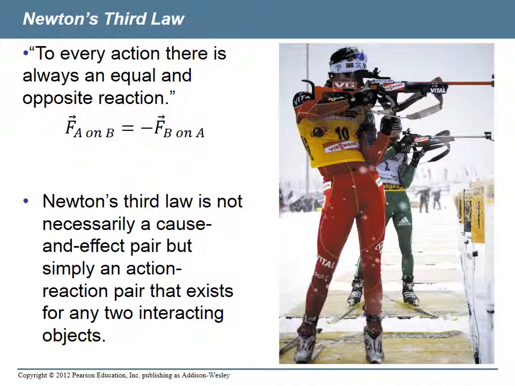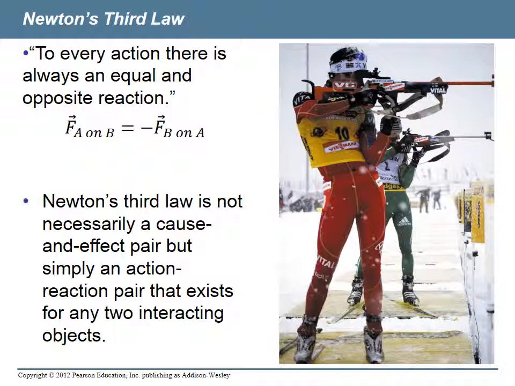And the next slide will show some more examples of this, but it's important to note that this isn't a cause and effect pair, it's just an action-reaction pair that exists for any objects that are interacting. So it's not that the force of the rifle causes the force of the shoulder, or that the force of the shoulder causes the force of the rifle. It's not cause and effect. It's simply that, because they're not moving, there's an action in this direction, then there's an equal and opposite action in this direction, right? So the rifle is 100 newtons backwards to the left, and then the shoulder is pushing 100 newtons forward to the right.